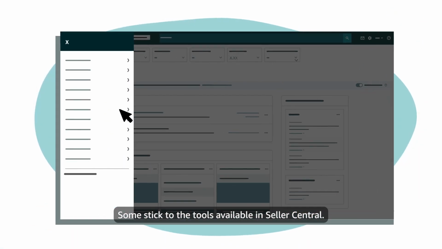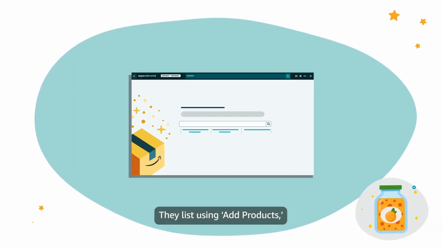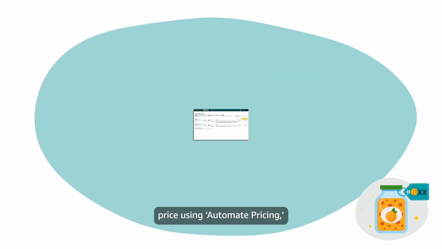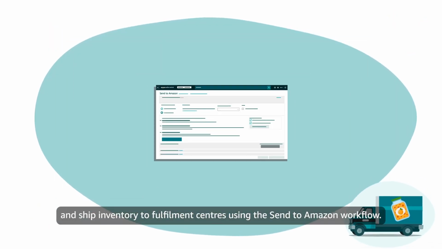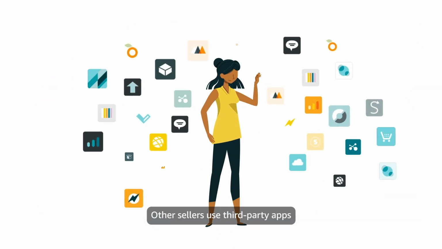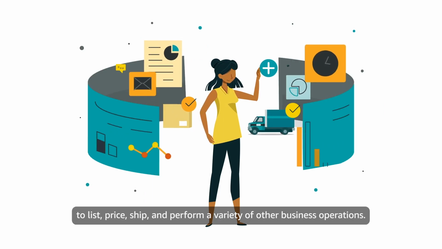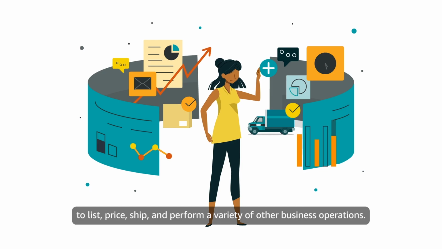Some stick to the tools available in Seller Central. They list using Add Products, price using Automate Pricing, and ship inventory to fulfillment centers using the Send to Amazon workflow. Other sellers use third-party apps to list, price, ship, and perform a variety of other business operations.